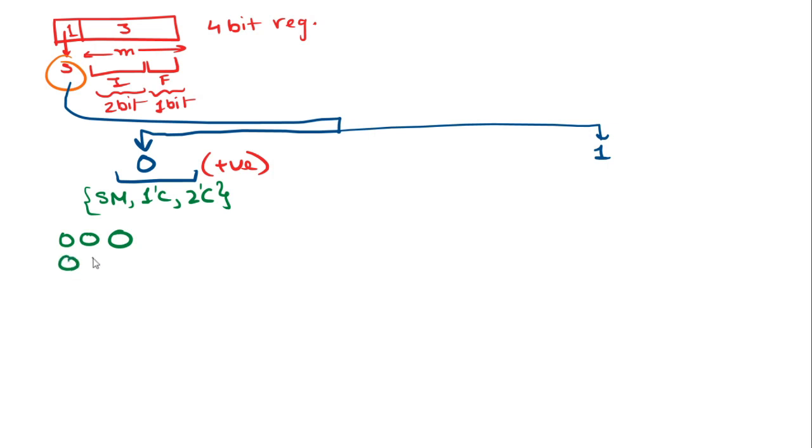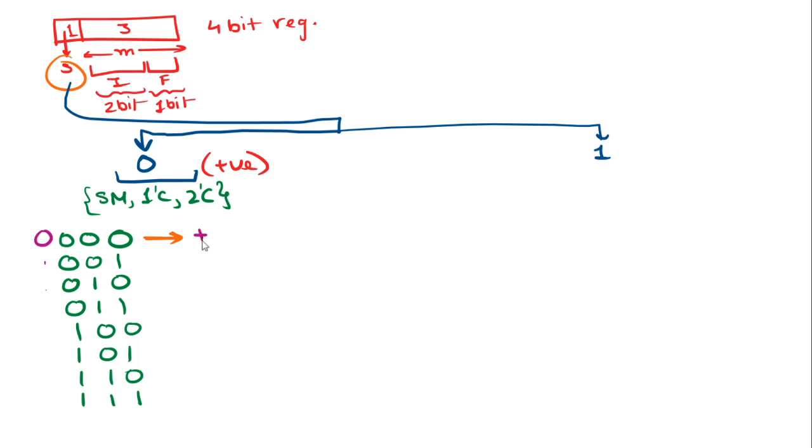0 0 0, 0 0 1, 0 1 0, 0 1 1, 1 0 0, 1 0 1, 1 1 0 and 1 1 1, right? And 0 is by default here. Let's suppose 0 is by default here. In that case, what is the value? This value will be plus 0, right? This is the fraction part, this is the integer part, right?